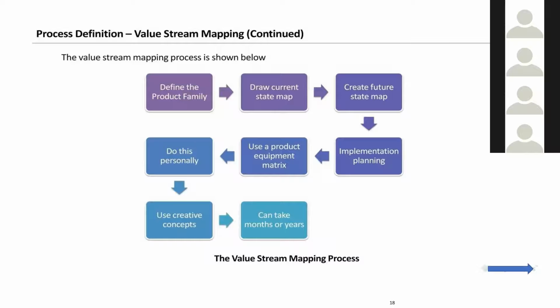Now, when I draw the current state map, I'm drawing how we are currently moving. So currently, if I'm taking 8 hours, I'm trying to see whether I can take 6 hours. Like I told you, we used to do calling for Delta.